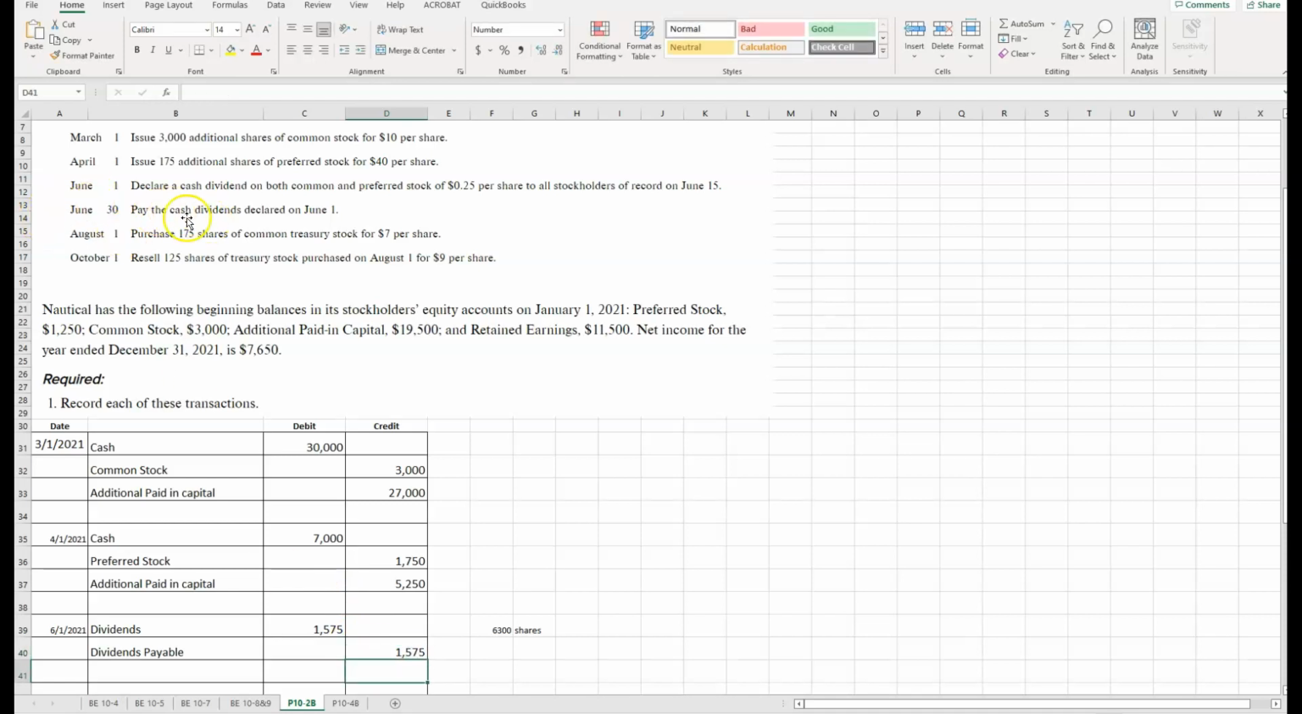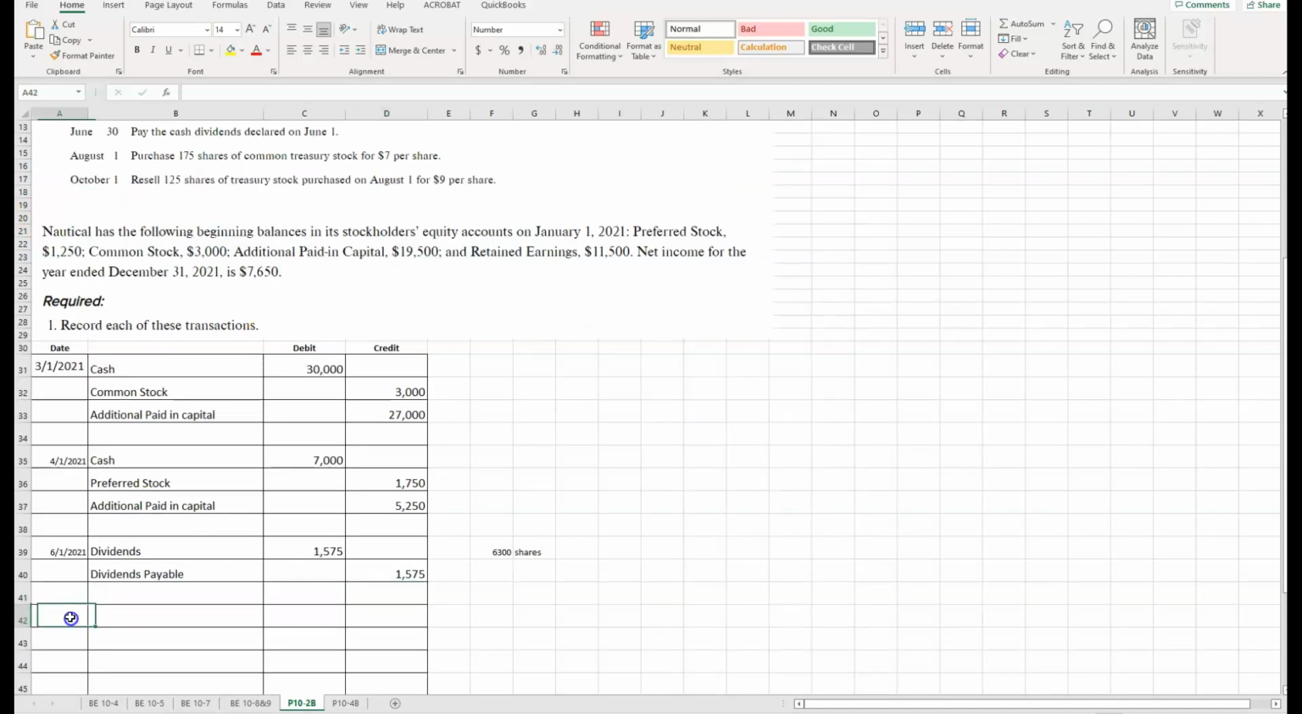On June 30th, we're paying the dividends that we declared on June 1st. So we're debiting dividends payable and crediting cash for $15.75, because now we're paying it.